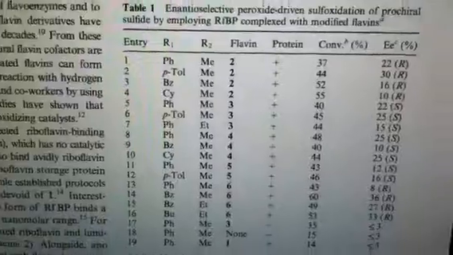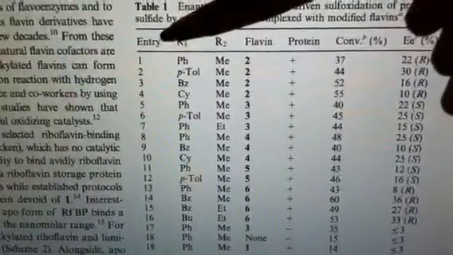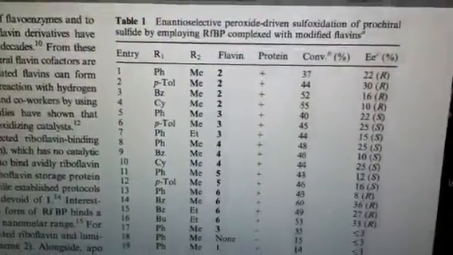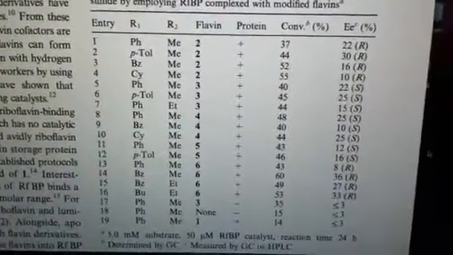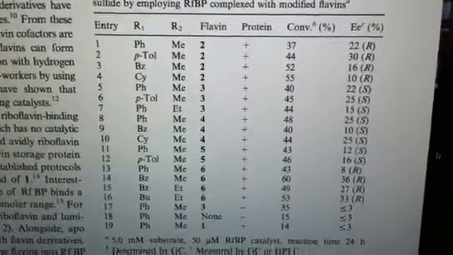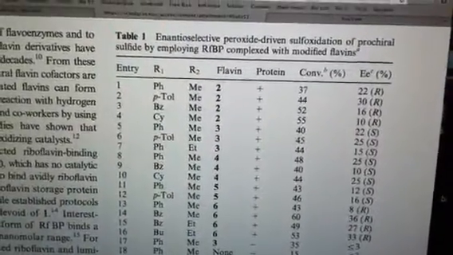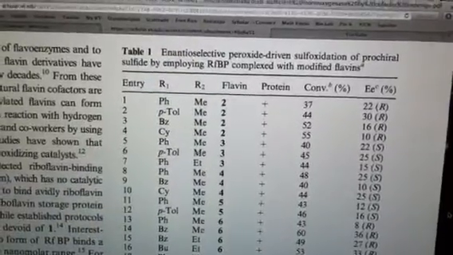So this first column over here on the left is entry, and these numbers represent the number of tests that took place, so each entry is a different test. In these tests, the synthetic flavoproteins that they created were being tested for whether or not they could perform peroxide-driven self-oxidations.